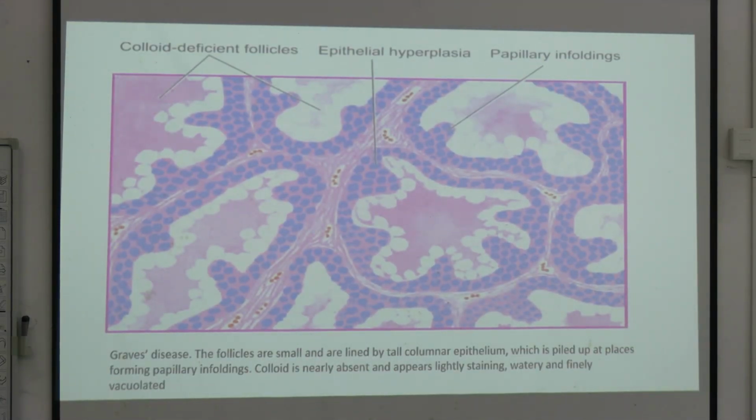This is the microscopical picture of Graves' disease. You can see the colloid deficient follicles, epithelial hyperplasia, and papillary infolding. All three features are present in this picture.